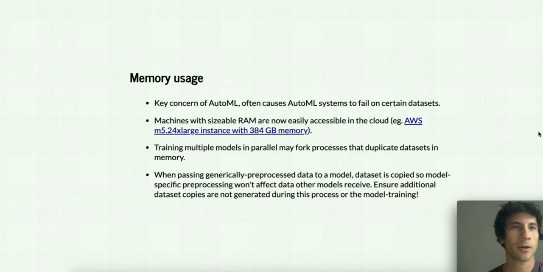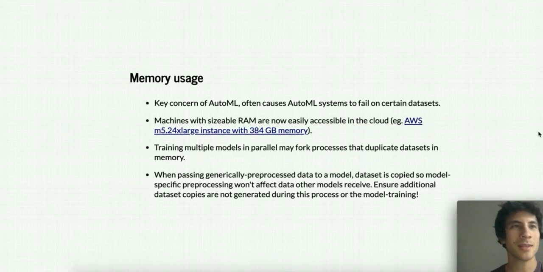A key concern across AutoML is memory usage, as this often ends up being the bottleneck that causes AutoML systems to fail on certain data sets. For example, those with many rows or those with many columns. Machines with sizable RAM are nowadays easily accessible in the cloud. For example, on AWS, for pretty cheap, you can get an instance that has over 380 gigabytes of RAM. And thus, robust AutoML systems ought to be able to run on sizable data sets, even without any fancy chunking or distributed processing of the data.